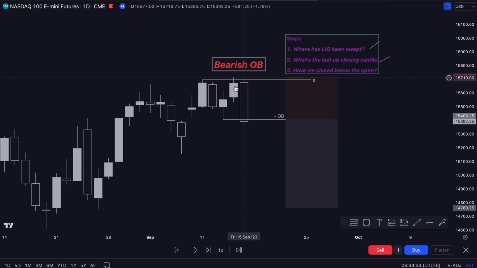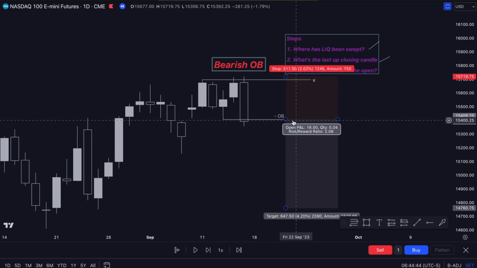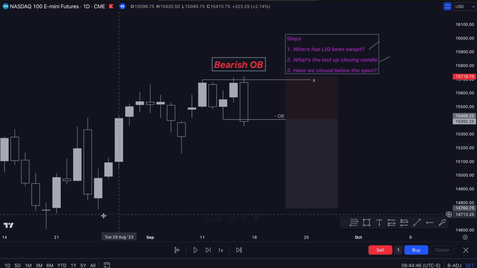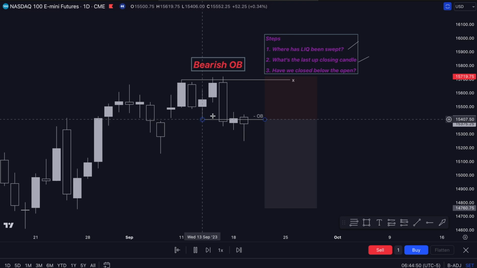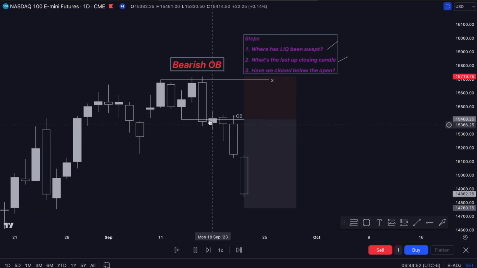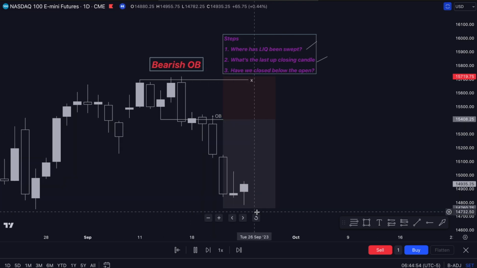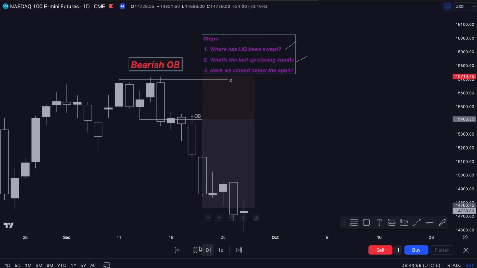As we've identified the last up closing candle, have we closed below the open? Yes, we did that here. So now the order block is validated within this candle. So my entry can be here, and my take profit can be for these lows. We've been tagged in here. We've left a fair value gap. And that would have been your 2-hour trade.